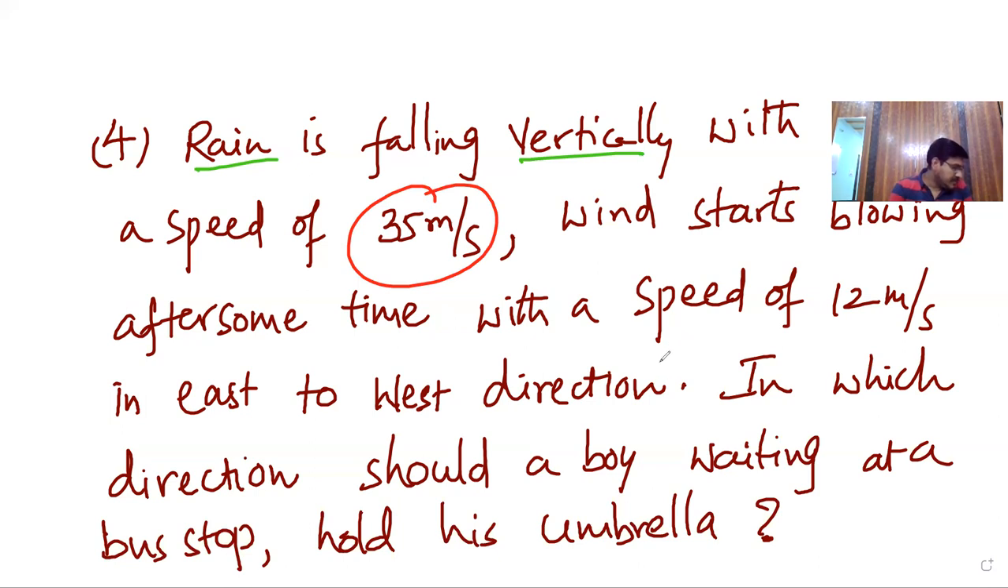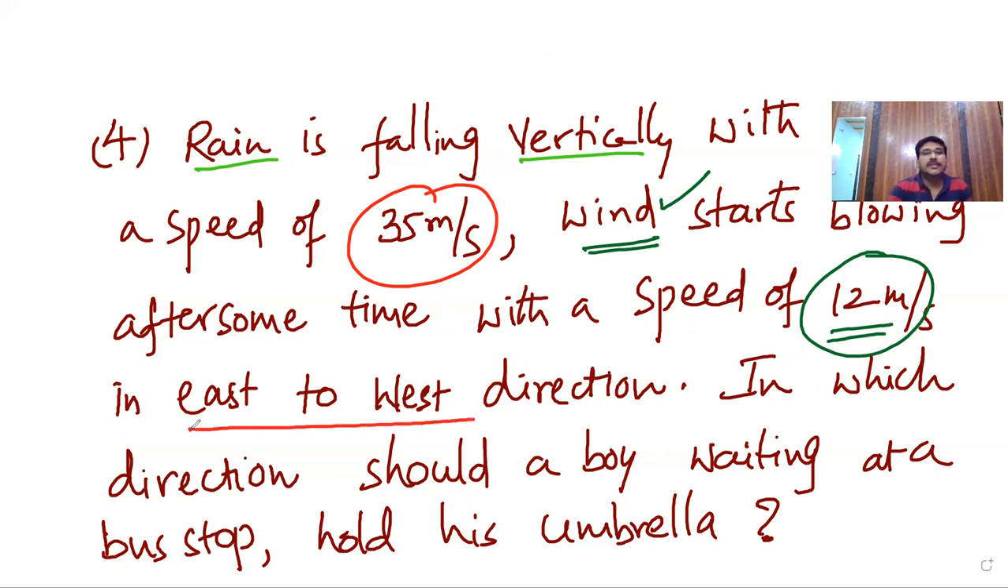35 meters per second. Okay, now observe. Wind is blowing after some time with a speed of how much? 12 meters per second. And the direction of wind is where? East to west. Wind direction is east to west.